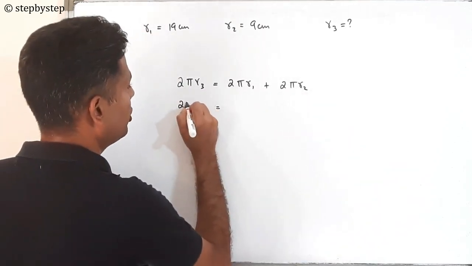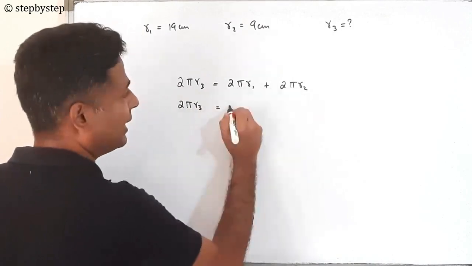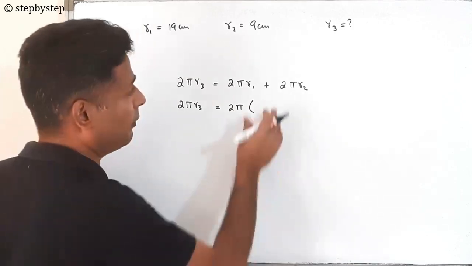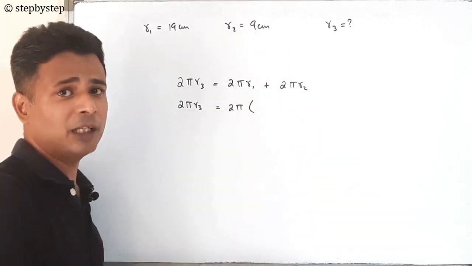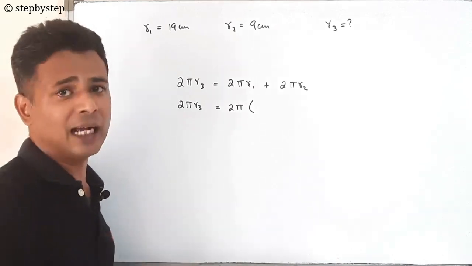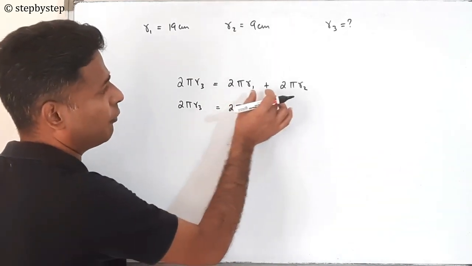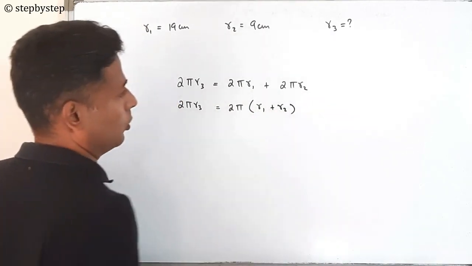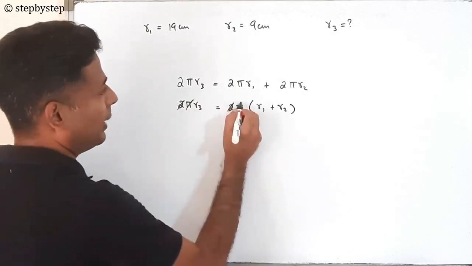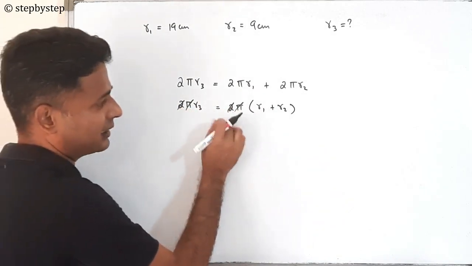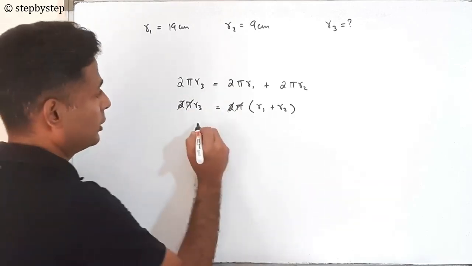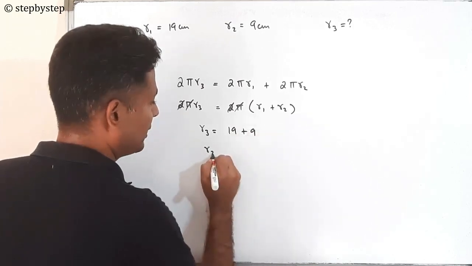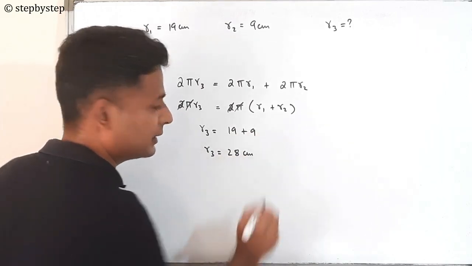So what do we have? 2 pi r3 equal to, here I can take 2 pi common. Remember guys, in these kind of problems, first you write the formulas, and wherever you can take something common, take it common, because that makes your calculations very simple. Don't try to sit and find this and this separately. Alright. So I get r1 plus r2. Right. Now 2 and 2 will cancel, pi and pi will cancel. Why? Because when I transpose this 2 pi this side, it becomes divided by 2 pi. So what do I get? R3 equal to R1 plus R2, that is 19 plus 9. So R3 equal to 28 centimeters.